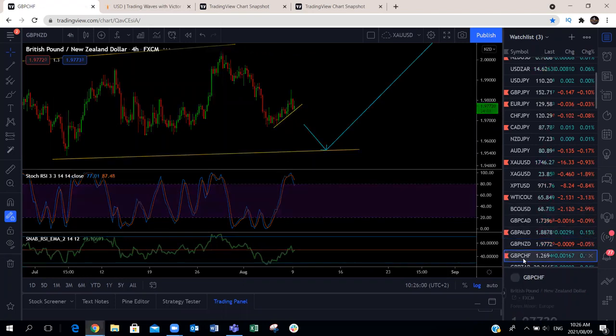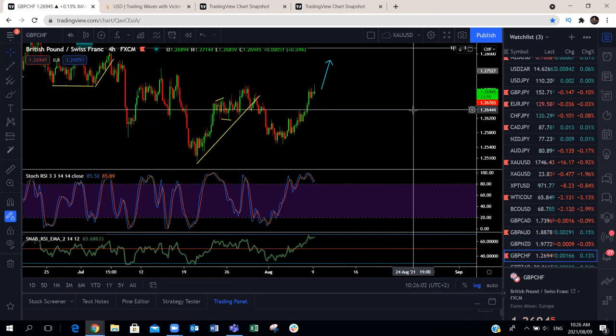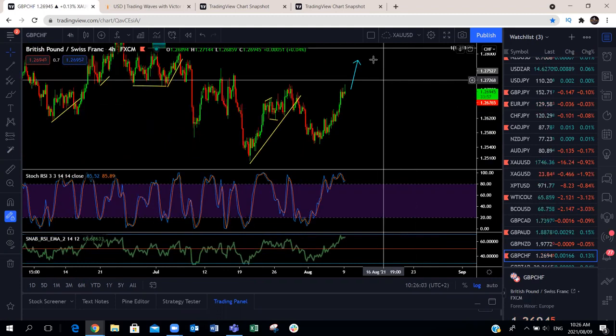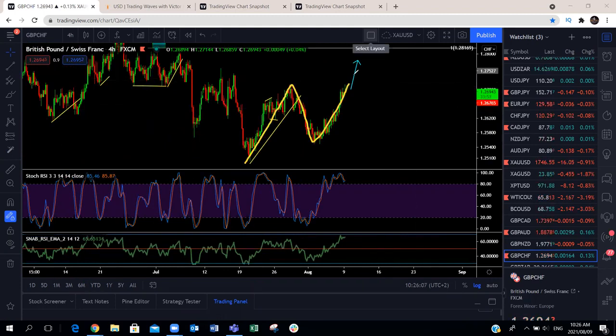Pound Swiss. Pound Swiss is still making that 3-wave structure. 1, 2, 3. Okay, we want to see that one push to the upside before coming down. So we are at the top here, but we are well above 50, so we're still bearish.